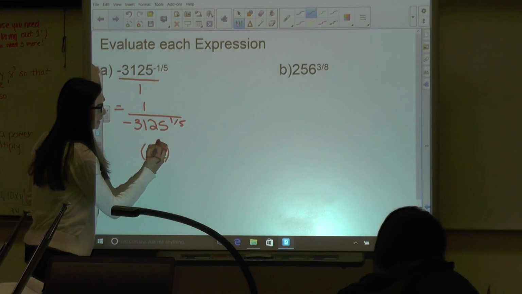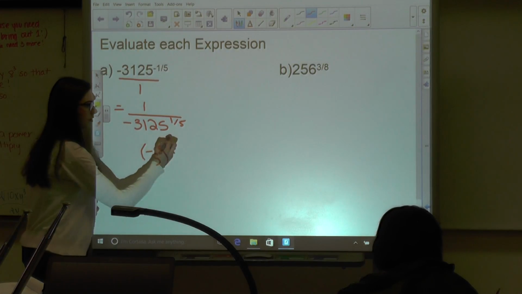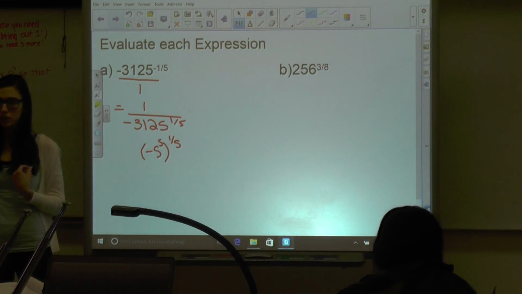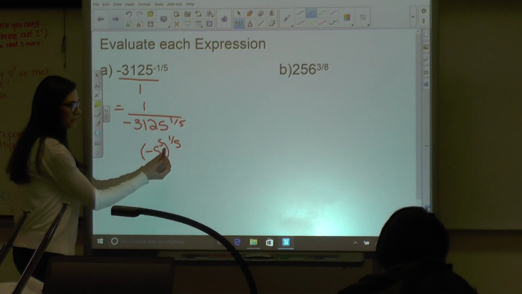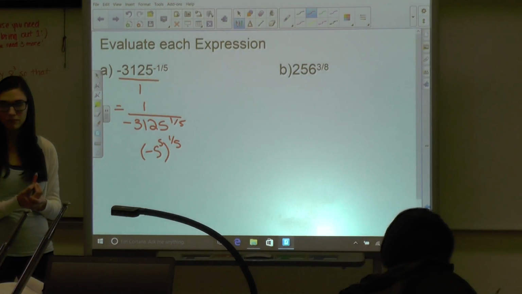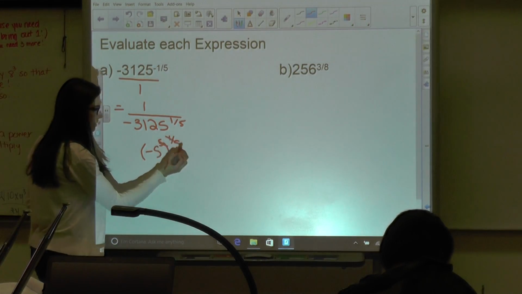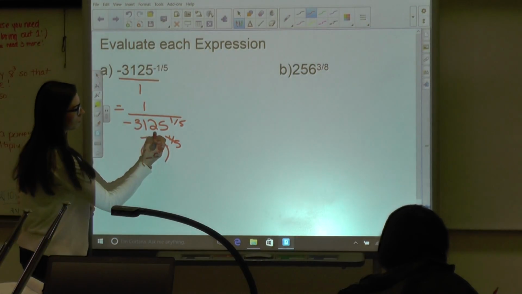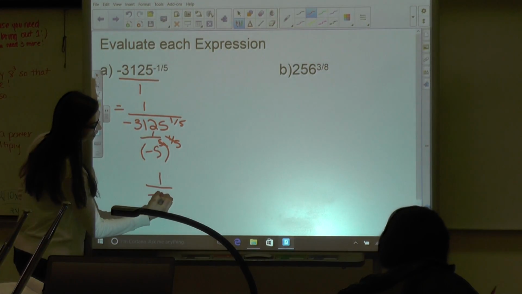So we've got negative 5 to the power of 5, all to the power 1/5. What happens with this? Power to a power, so you multiply. What's 5 times 1/5? 1. So it's going to cancel. What are you left with? 1 over negative 5.